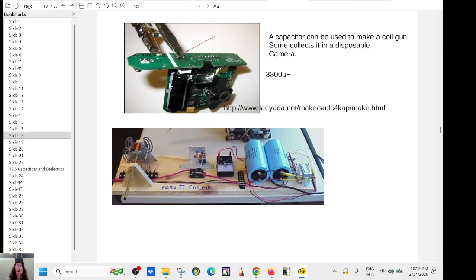Sometimes you can buy those, and instead of putting it in the trash afterward, you can get the capacitor back. It's a very high capacity capacitor, 3300 microfarad.